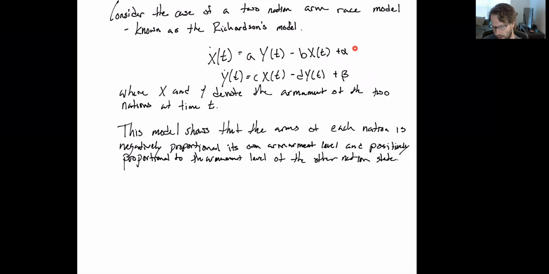And then alpha and beta are essentially modeling the level of friction or the level of input into their own armaments. So if alpha is 0, then there's no input. If alpha is positive, then there's a positive input into the armaments of each nation.